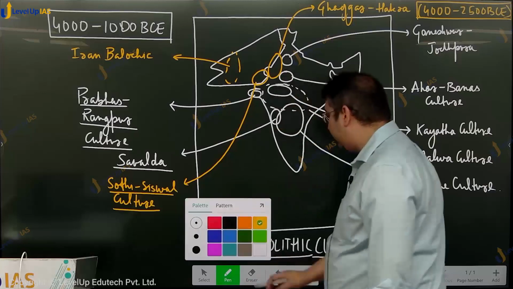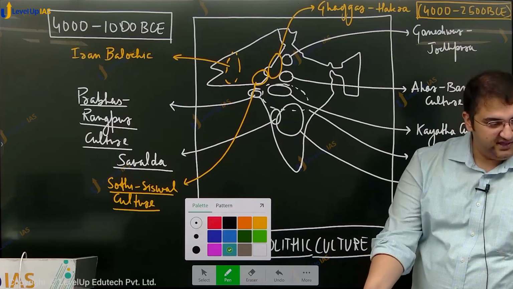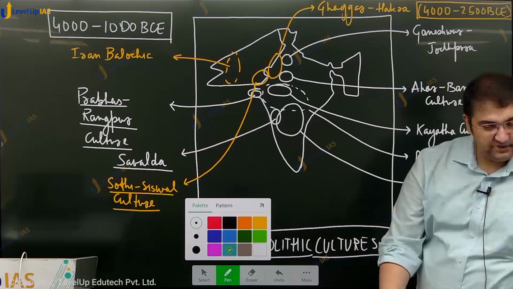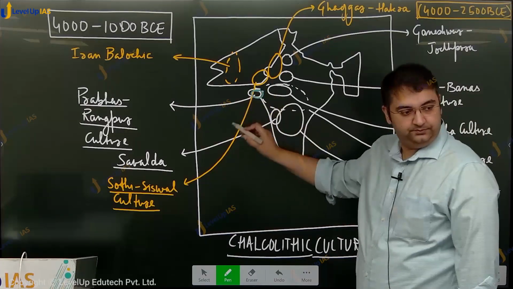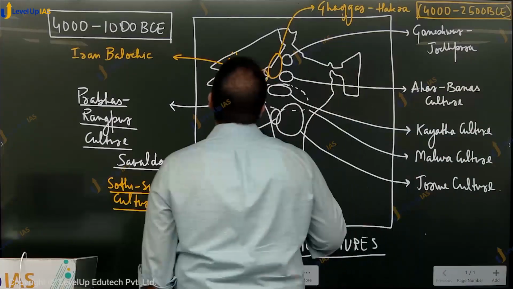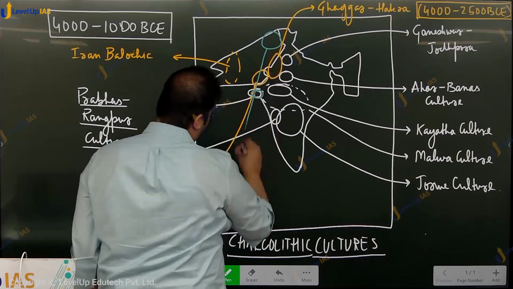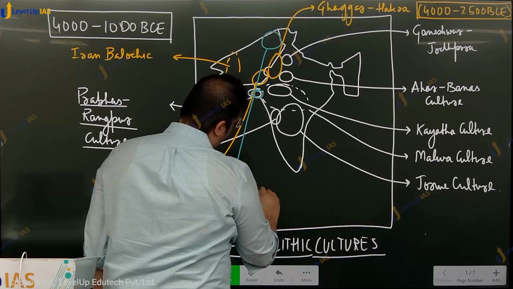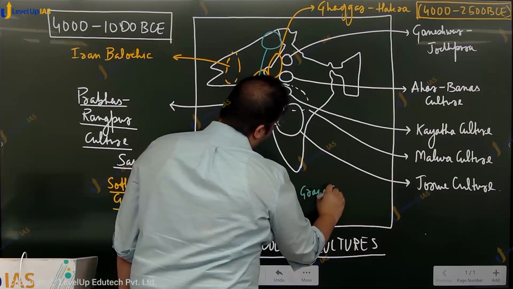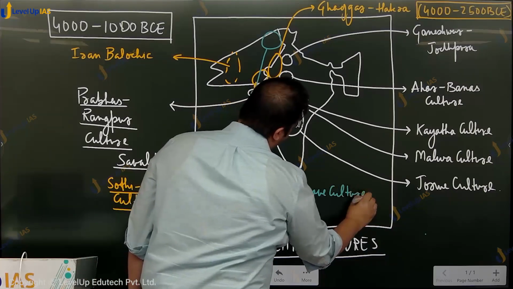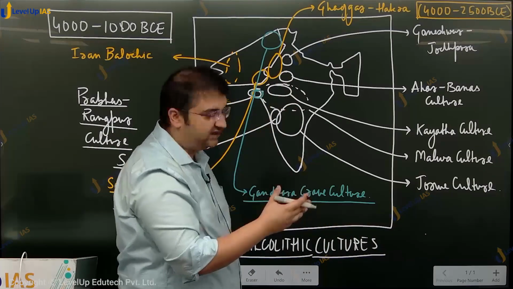Then, among the Chalcolithic cultures, we have another collection of cultures which appeared after the decline of the Harappan civilization. These are known as the late Harappan cultures. Among the late Harappan cultures, we can include the Prabhas-Rangpur culture, okay. Apart from that, we have the Gandhara grave culture in the region of northern Punjab in Pakistan and parts of southeastern Afghanistan.